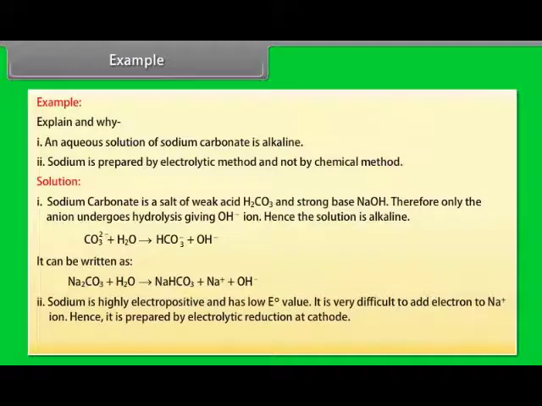Sodium is highly electropositive and has a low E0 value. It is very difficult to add an electron to the Na+ ion. Hence, it is prepared by electrolytic reduction at the cathode.